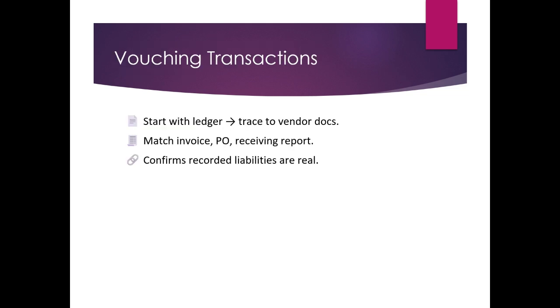Vouching transactions is another test that we can do. Vouching starts with what's in the books and then traces it backward to source documents. It confirms existence and helps detect overstatements or fictitious entries. You should expect to see a three-way match, which includes the invoice, the purchase order, and the receiving report.